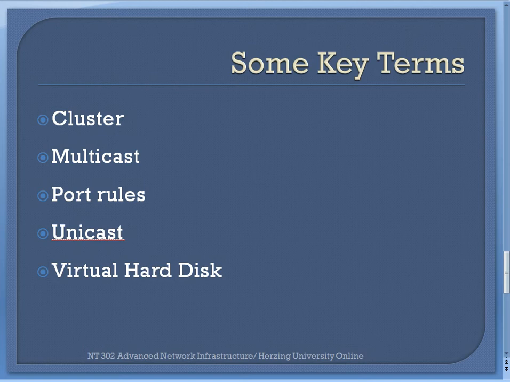First, we have a cluster. A cluster is a group of servers that are linked together as one server. Next, multicast. That's a type of network communication where a host sends packets to a specific group of hosts.